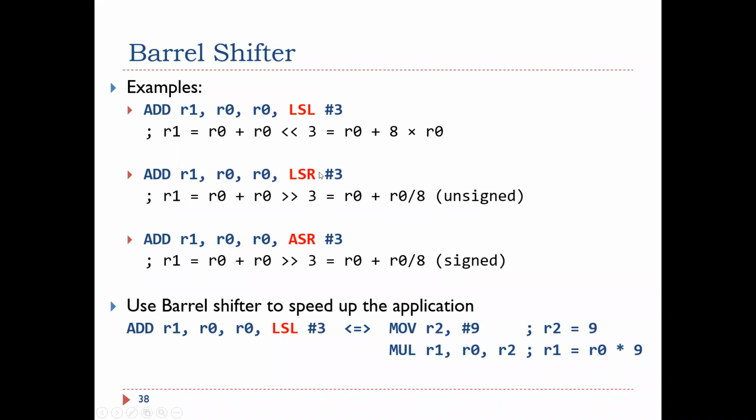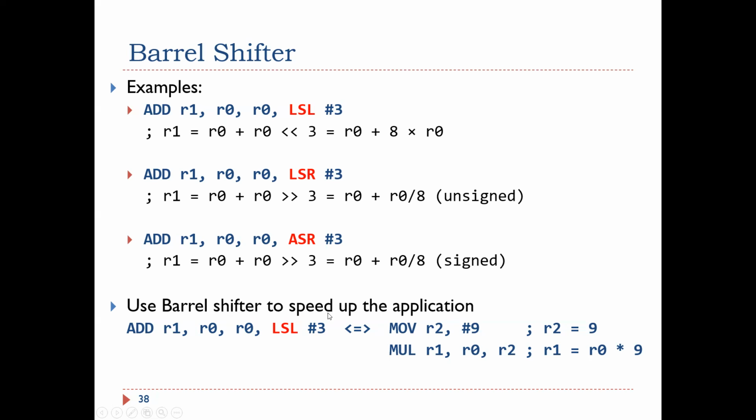If you do right shift, that means division by 2. So here you are shifting 3 times, and it's basically division by 8. If you do arithmetic shift right, it's also a division, but a signed division. So here I think we discussed earlier the use of the barrel shifter to speed up applications.